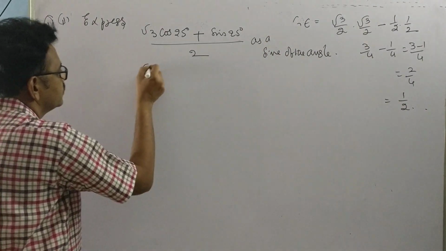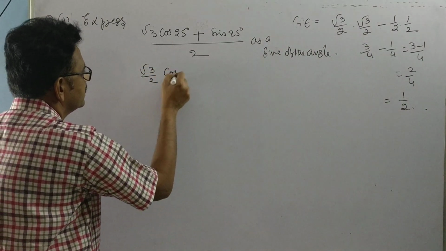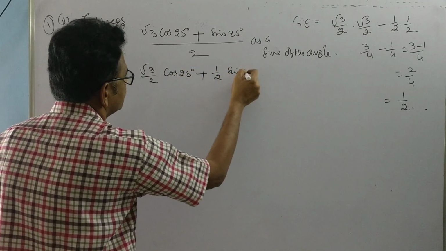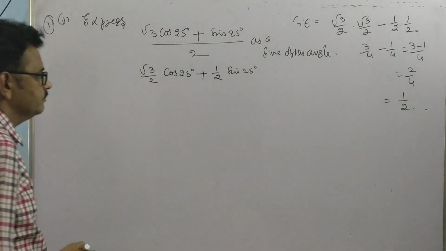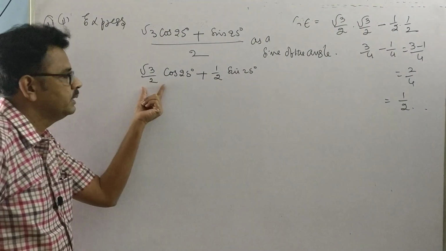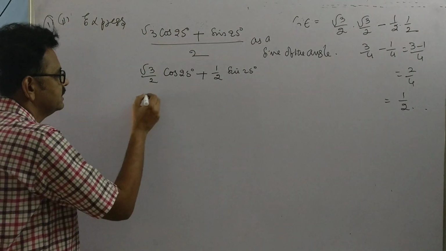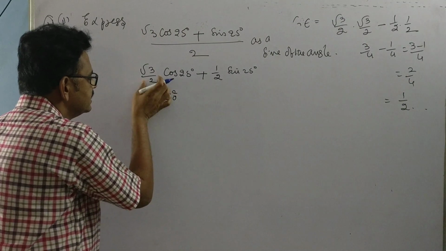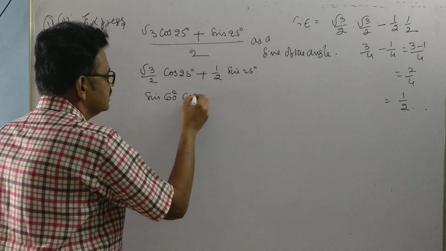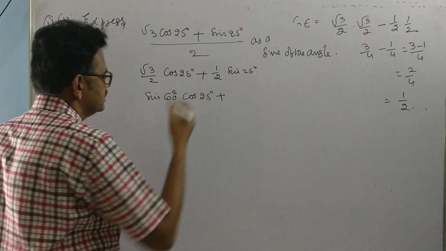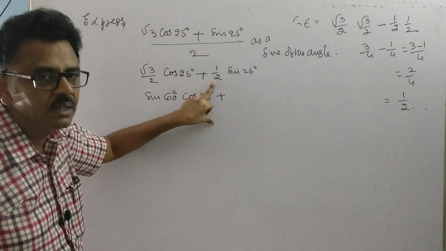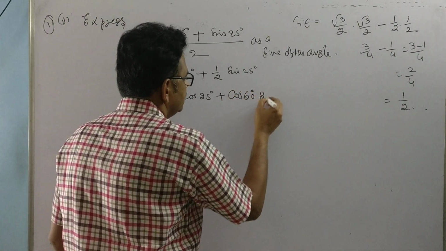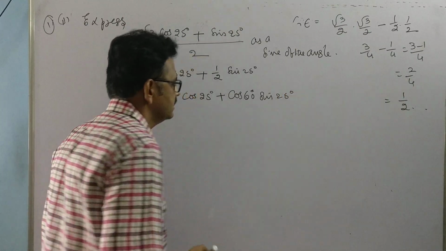This you write as root 3 by 2 into cos 25 degrees plus 1 by 2 into sin 25 degrees. Okay, root 3 by 2 in terms of sine, this is sin 60. Sin 60 is root 3 by 2, into cos 25, plus 1 by 2, in terms of cos 60, value 1 by 2, into sin 25 degrees.